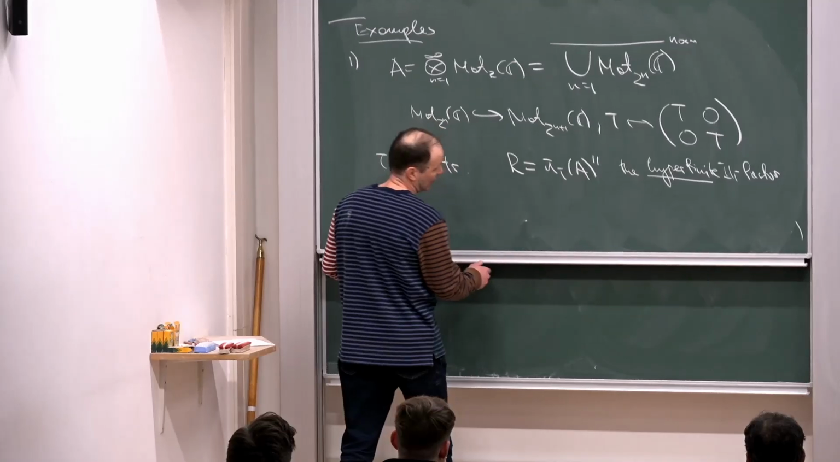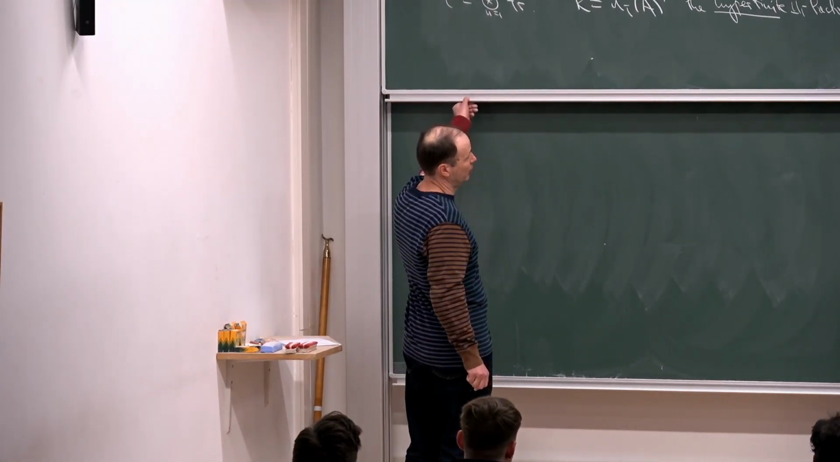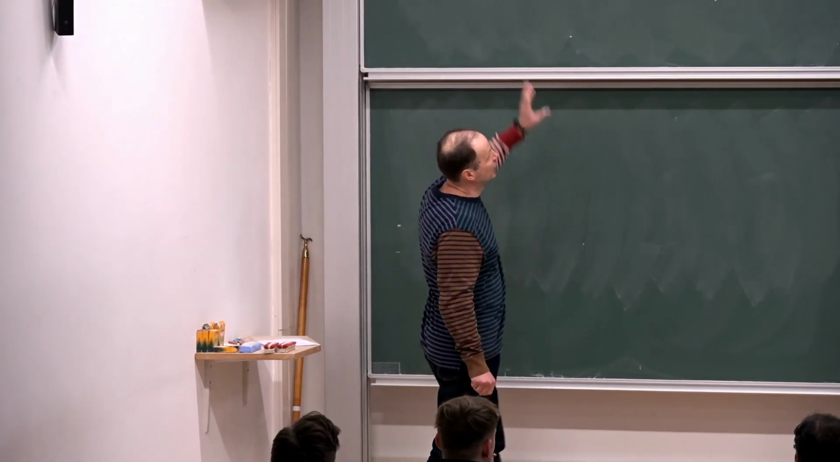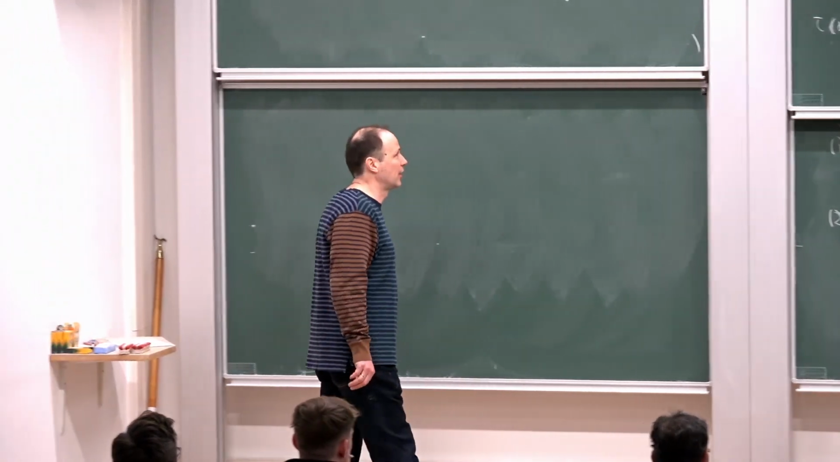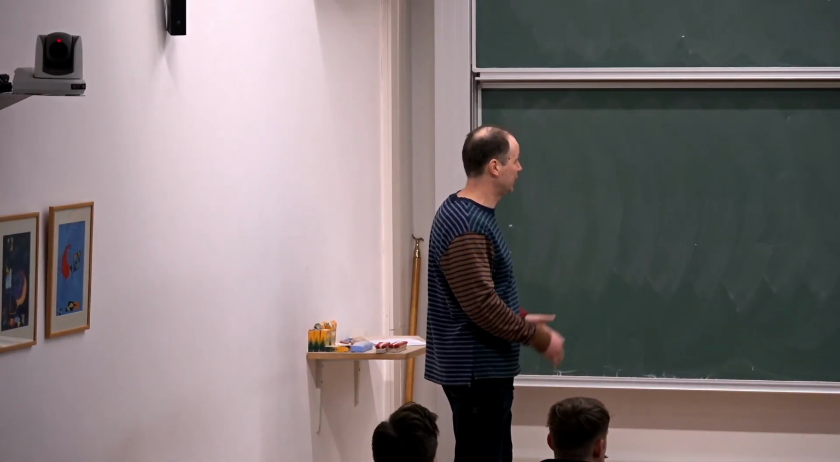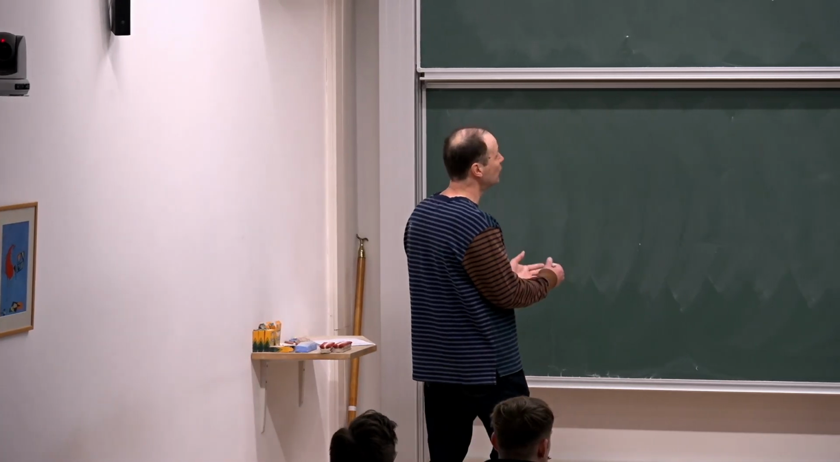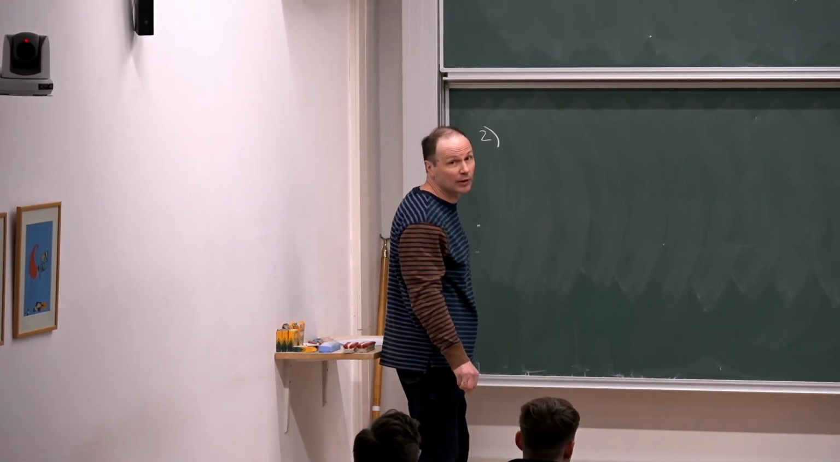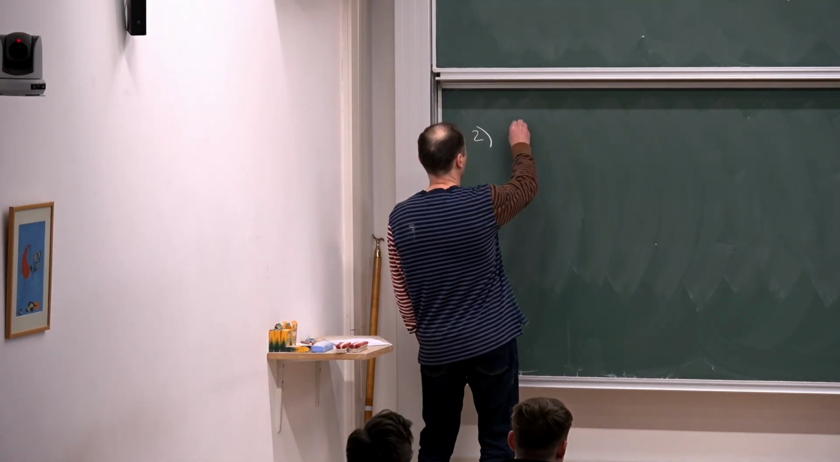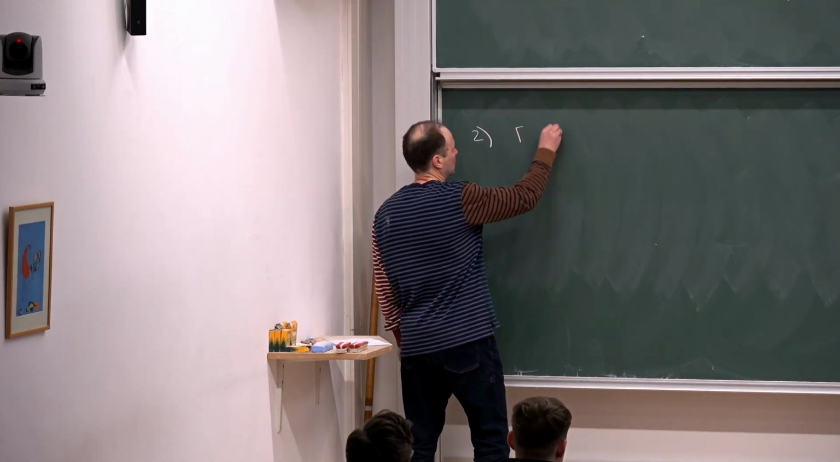But let's consider some other examples. Here the trace comes from just the operator trace on matrices, but there are traces of very different nature, at least they look quite different. So let's consider some examples. We'll start with a discrete group.